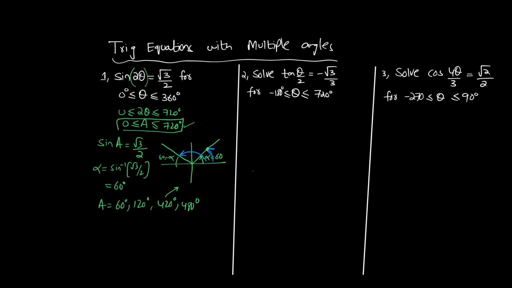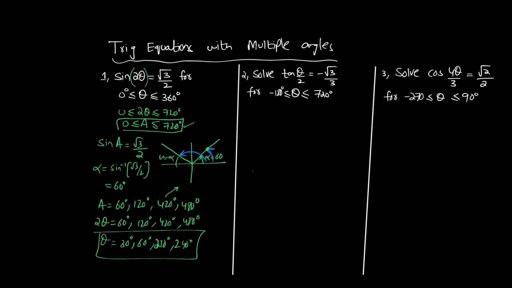So the value of 2 theta is equals to 60, 120, 420 and 480. Therefore the values of theta would be 30, 60 degree, 210 and 240 degree. These are the values of theta, and these are the solutions of this trig equation. In the second question, you have tan theta over 2 equals to negative root 3 over 3. Now the angle of our concern is theta over 2. So you will alter your range. Theta over 2 will have angle from minus 90 to 360. This becomes your new range.